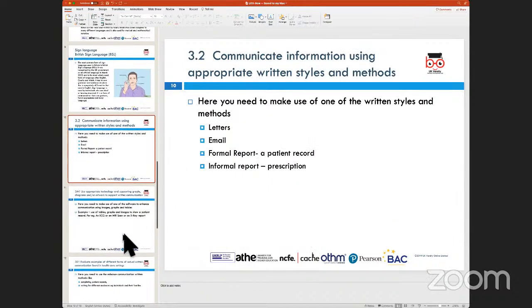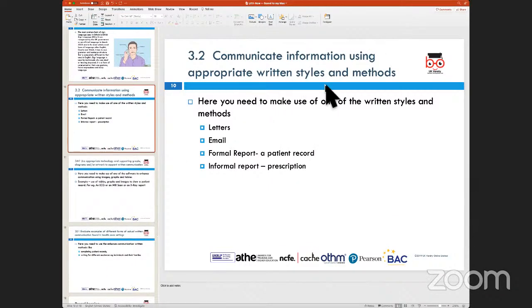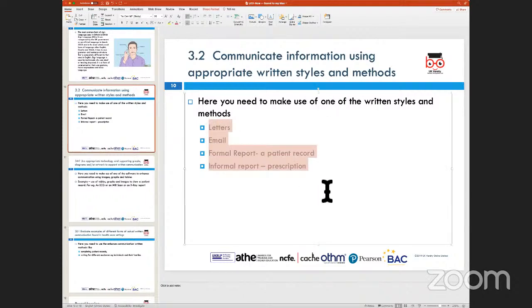Now, the second assessment criteria very briefly talks about different styles of communication. And here I would suggest that you need to pick any three to be able to complete your assignment. And there are different ways in which you can do this: by writing a letter, by writing an email, or a formal report, which is a patient record, or in some cases a prescription, and they would demonstrate the written forms of communication that are used within the health and social care setting.